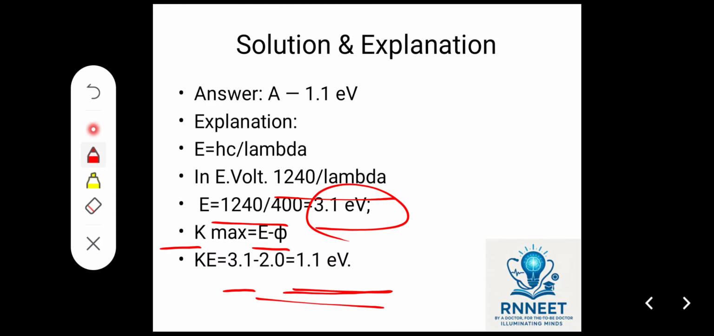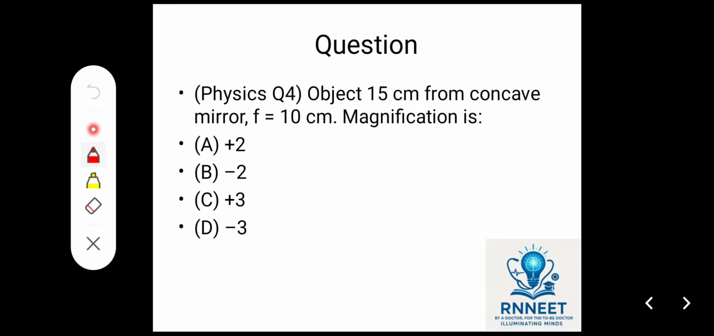Next question. The object is 15 centimeter from a concave mirror. This is a simple question which basically involves your optics, your formula for optics. 15 centimeter is the object distance, and the focal length is 10 centimeter. But what they have directly asked you is the magnification. So you just need to use two formulas. You know the basic mirror formula, and then substitute it in that, get the value of V, and from that substitute into the magnification formula.